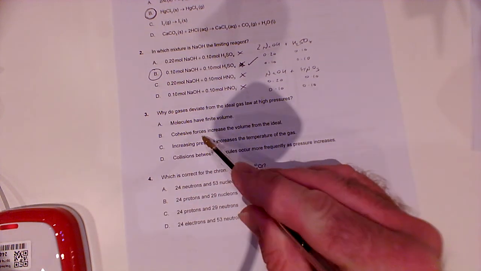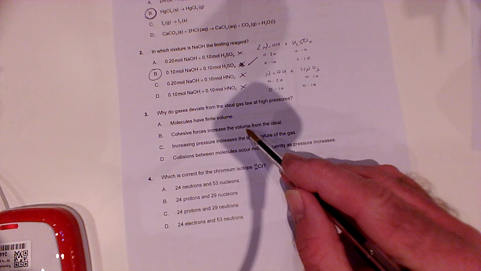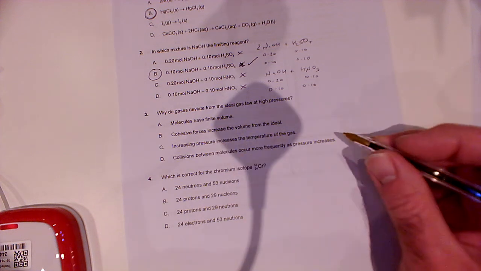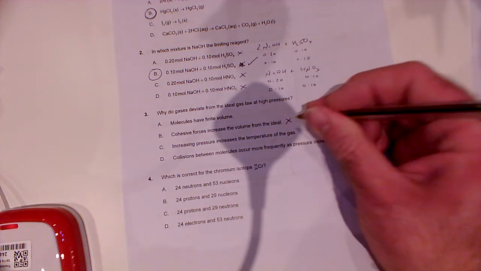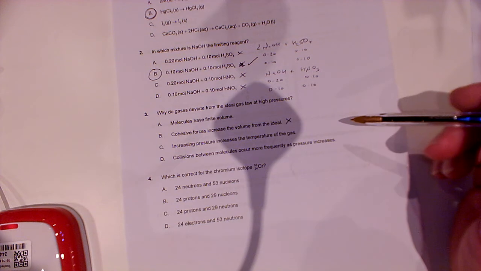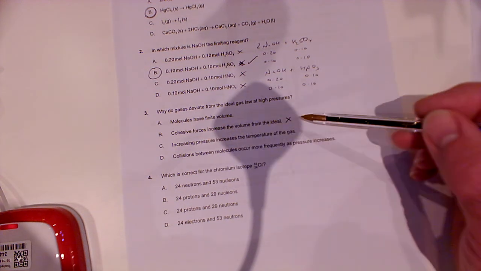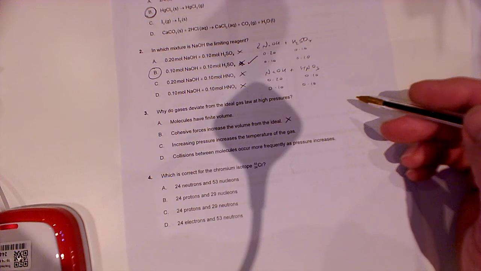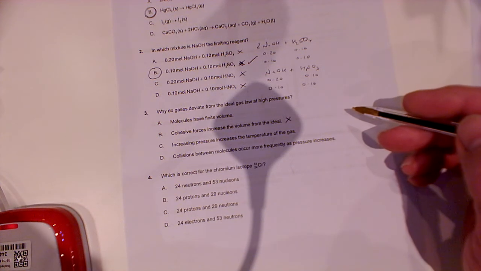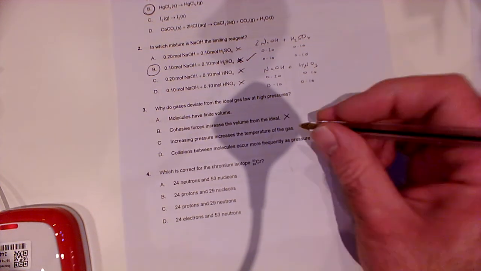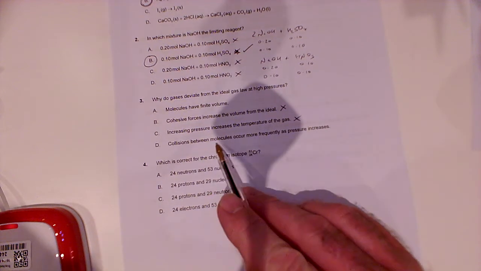Cohesive forces increase the volume from the ideal. That doesn't make any sense to me, because you sort of think, well, if they'd stick together a bit, that would actually decrease the volume from the ideal, so I'm not going to go in with that one. Increase in pressure increases the temperature of the gas. Well, that is true, but I don't see why that would cause it to deviate from the ideal gas law, because if anything, giving the particles more energy would help to overcome any bonds between them. And then collisions between molecules occur more frequently as pressure increases.